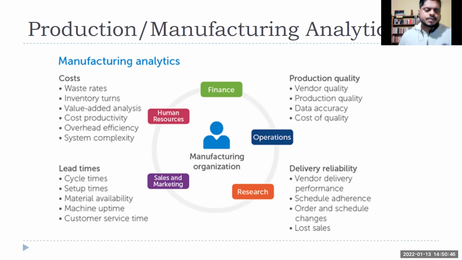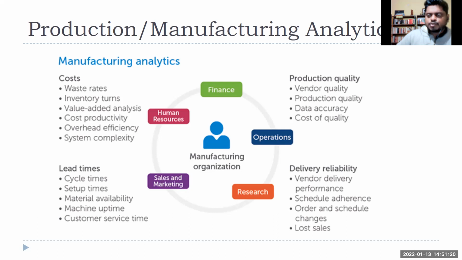Lead times, cycle time, setup times, material availability, machine uptime, customer service time. Our end goal is to send our material out of the plant to the distributor or retailer, and from there to the customer, right? If there is some delay on our side, obviously the customer service time will be affected. Same thing with machine uptime. Uptime means how much time in a year or in a month the machine is running, so there are no shutdowns and it is not in maintenance.